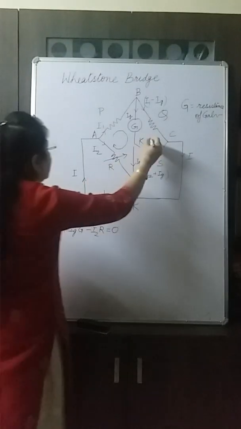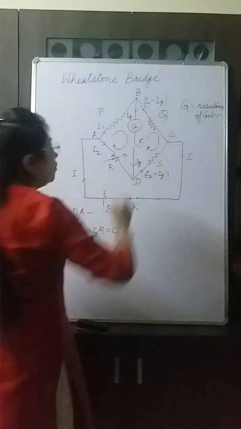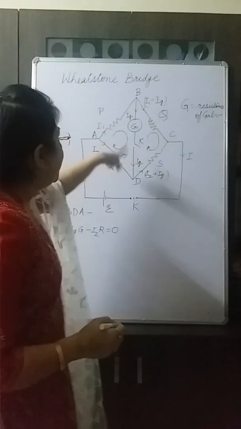Let us select the second loop as loop BCDB.